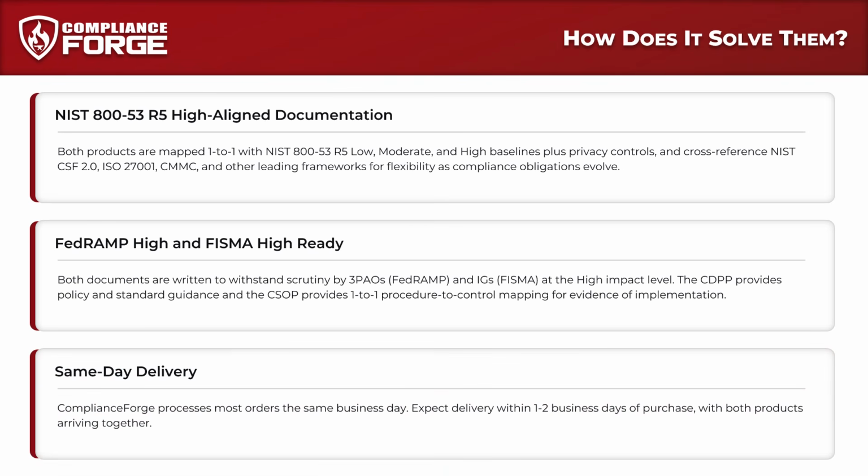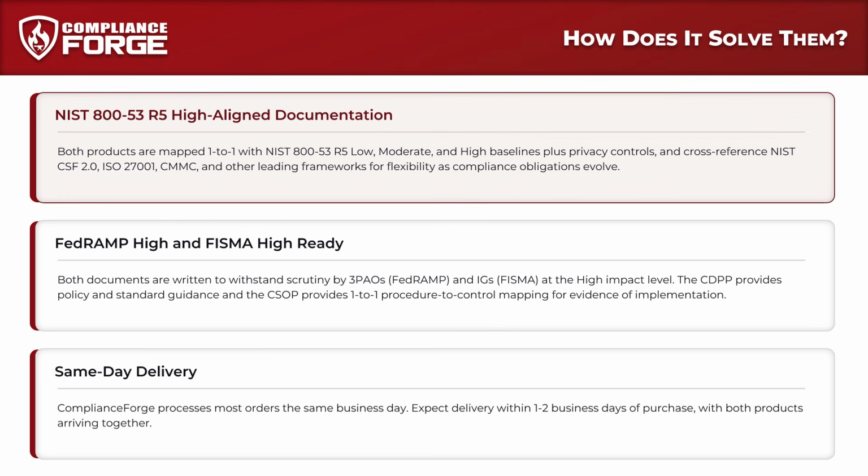The PSP Bundle 4 delivers a pre-assembled, coordinated set of two NIST 853 high-aligned products that together establish the policy, standards, and procedure foundation for the most demanding federal-grade cybersecurity programs. The first is high baseline aligned documentation. Both products are mapped one-to-one with the low, moderate, and high baselines, plus privacy controls, and cross-reference other leading frameworks for flexibility as compliance obligations evolve.